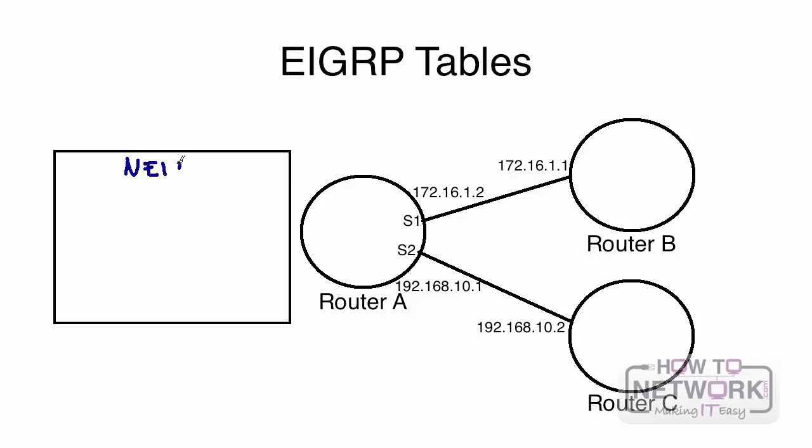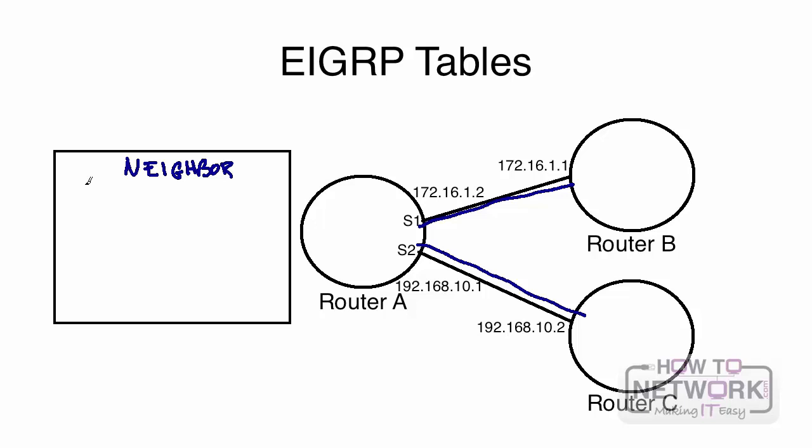Now, a neighbor table is exactly what you think it is. It's a table that is comprised of a listing of all the EIGRP neighbors. So, for example, we have a hub and spoke design here. We have router A, router B, and router C. And router A and router B are both running EIGRP. Router A sends out a hello packet, and router B responds back as well, and they've established a neighbor relationship. Router A sends out a hello packet, router C does the same, and they've established their EIGRP neighbor relationship.